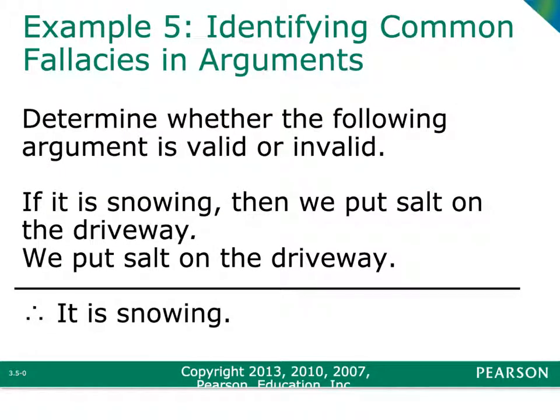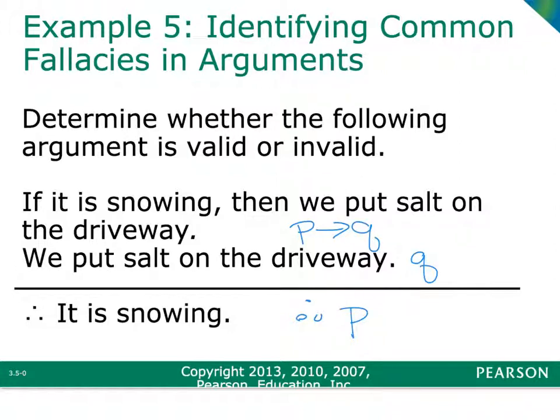All right, so let's look at another example. Just tell me whether it's a valid or an invalid argument and why. If it is snowing, then we put salt on the driveway. Let's say it's snowing is P and salt on the driveway is Q. So it said if P, then Q. There's premise 1. Premise 2, we put salt on the driveway. So Q happened. Therefore, it's snowing. Therefore, P.